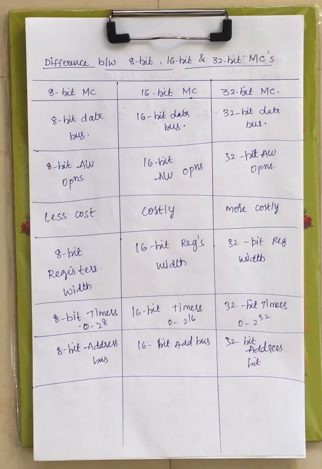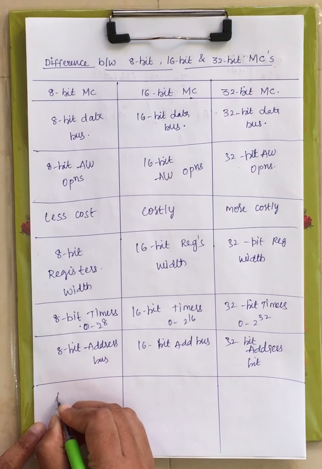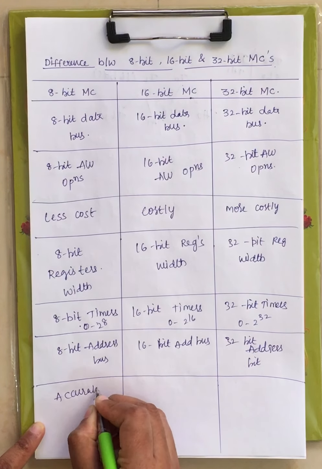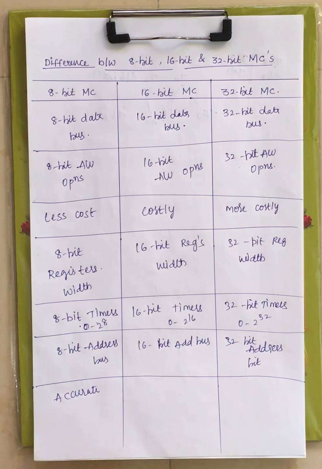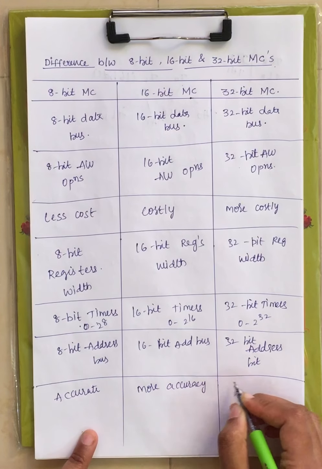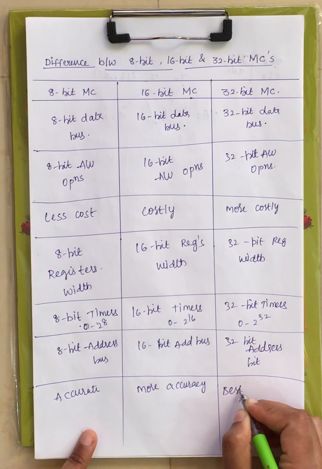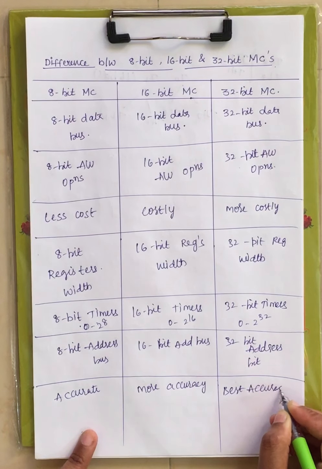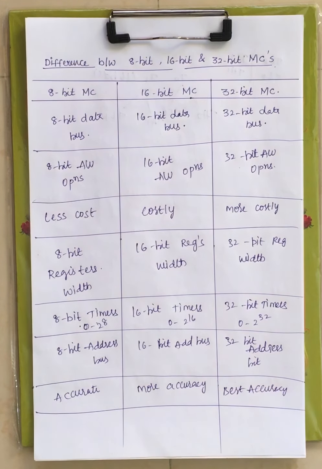these three microcontrollers. An 8-bit microcontroller is having an 8-bit address bus, a 16-bit microcontroller is having a 16-bit address bus, and a 32-bit microcontroller is having a 32-bit address bus, right? Now this is accuracy. 8-bit microcontrollers will provide accurate results of ALU operations. This provides results of good accuracy. The best accuracy can be observed under the 32-bit microcontroller. This is another difference between your 8-bit, 16-bit and 32-bit microcontroller, right?